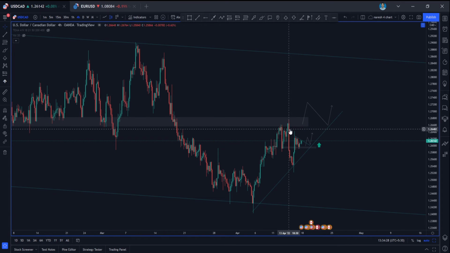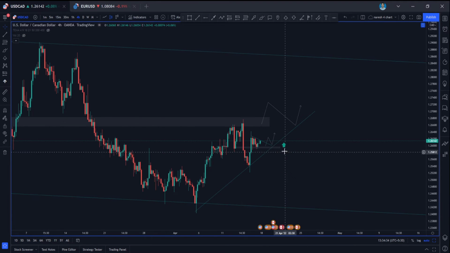And if there's a continuation, breaking out and moving up here, holding this area and moving up, and if it is making a higher high, this being the last high, so if it breaks the high and comes back to this level, you can again look for a long entry from here, guys.